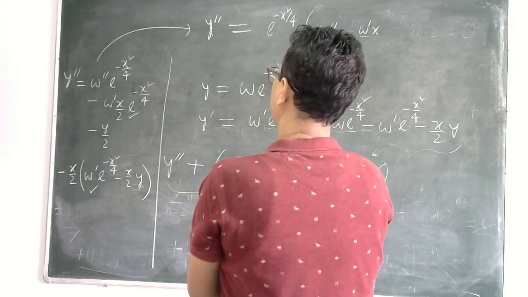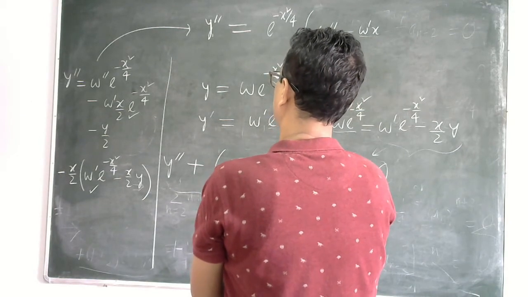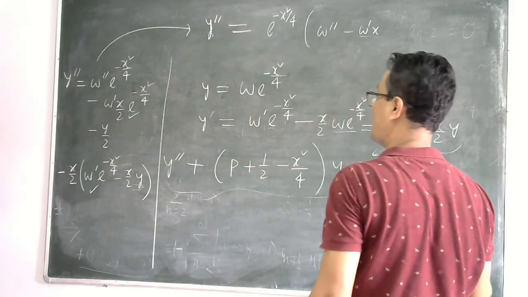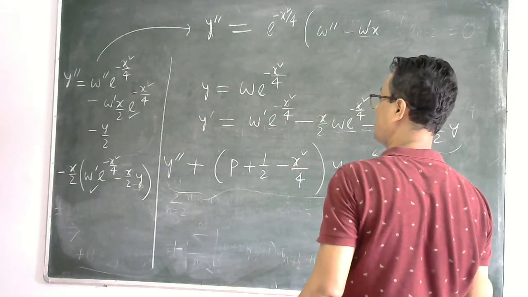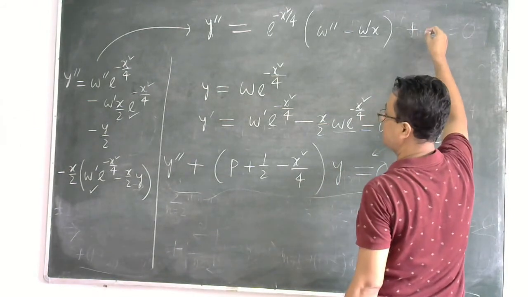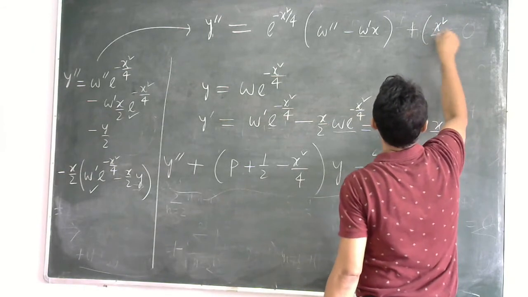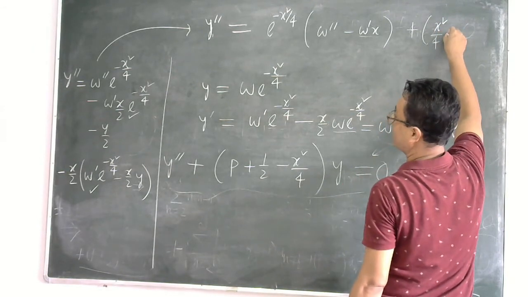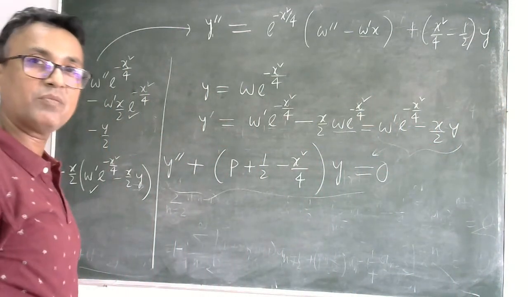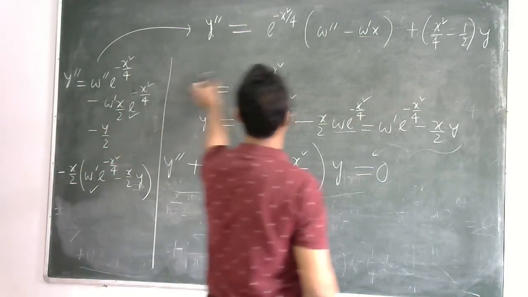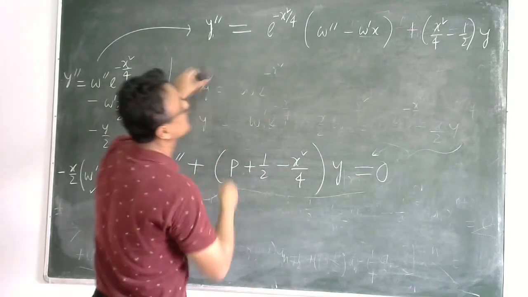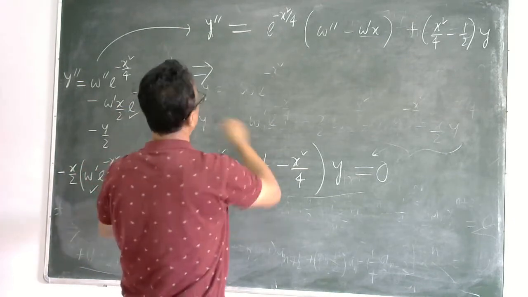And then what else do I have? I am left with plus x to the power 4 minus half y. Fine? X to the power 4 minus half y. Is it okay with everybody? Fine? So now what I am going to do. I'm almost there. See, some pattern is evolving.